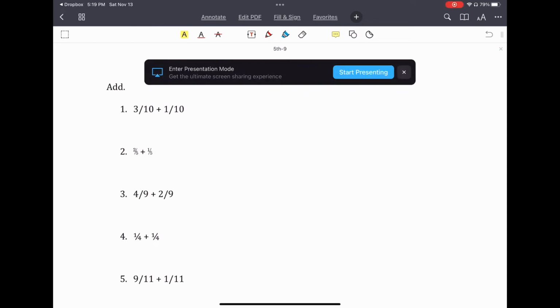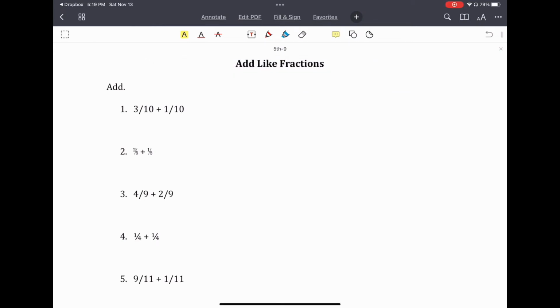Going to go over how to add like fractions, word problems, how to subtract unlike fractions, and how to subtract mixed fractions. So first one, add like fractions. We're going to go over number 1 and number 2 together. Like fractions means they have the same denominator.